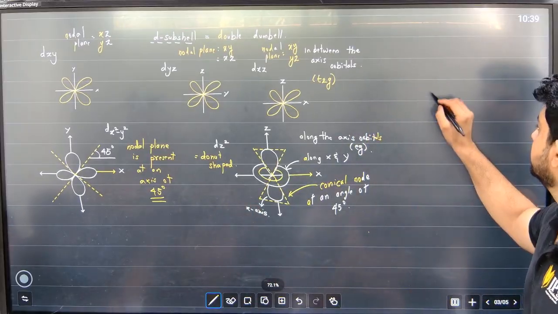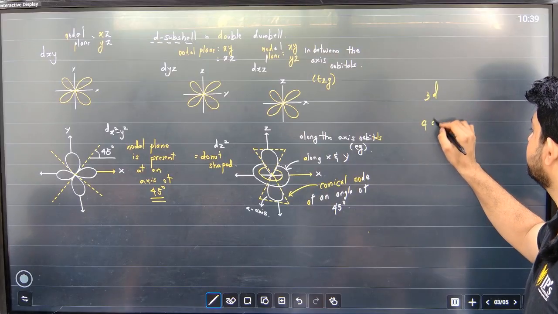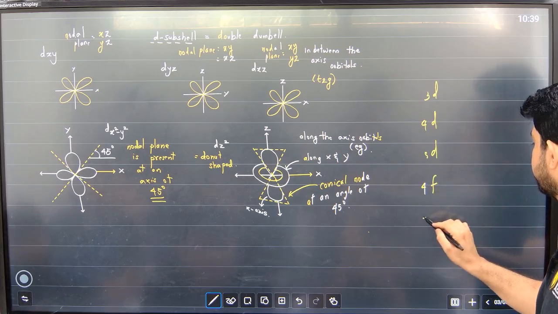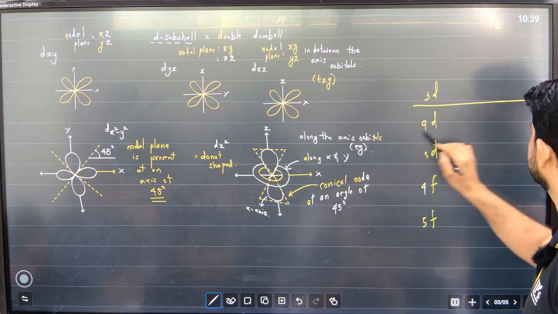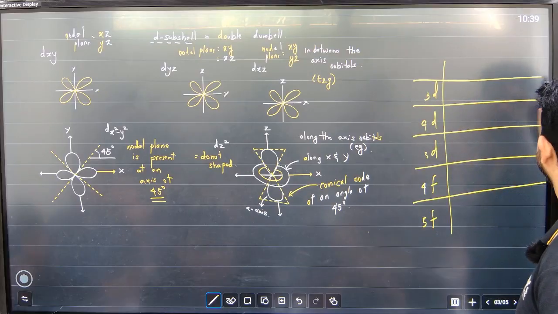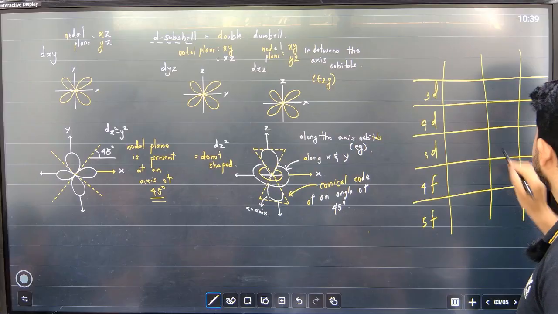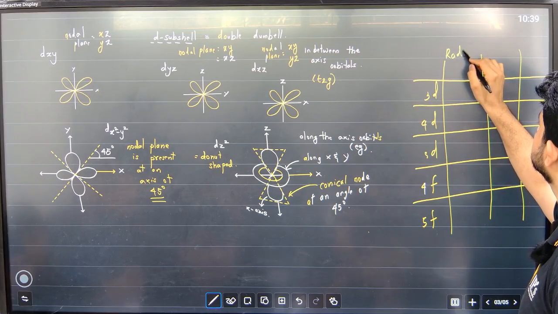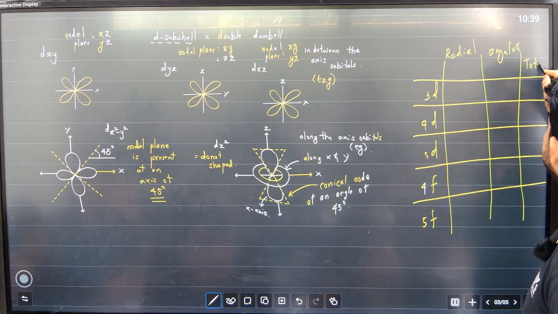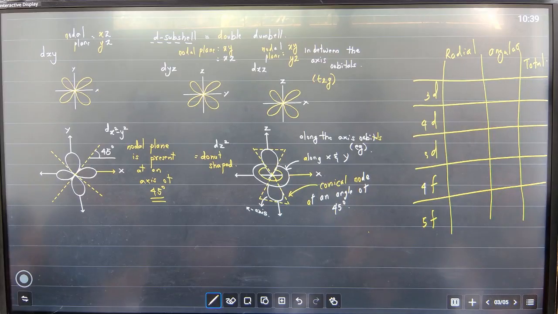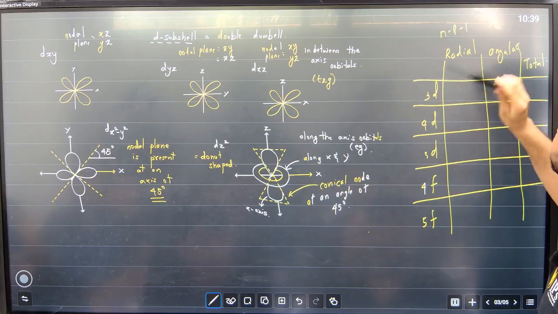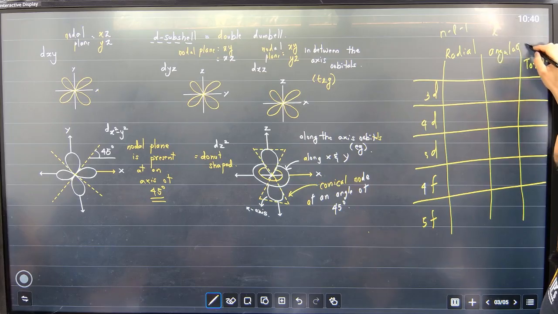I have 3D, 4D, 5D, 4F, 5F. Give me the number of radial nodes. Give me the number of angular nodes and quickly give me the total number of nodes. What was the formula for radial node? n minus l minus 1. What was the formula for angular node? And total number of nodes.